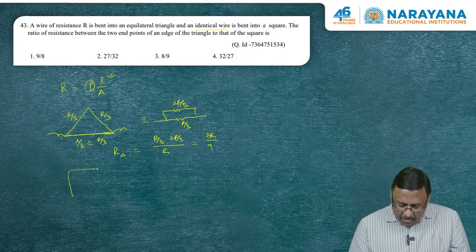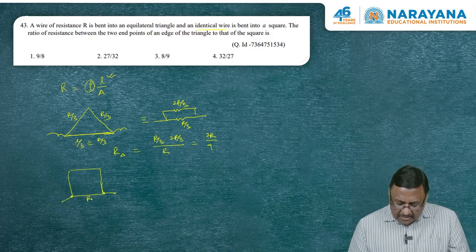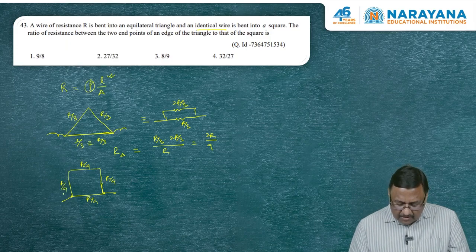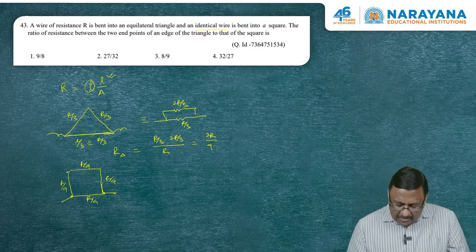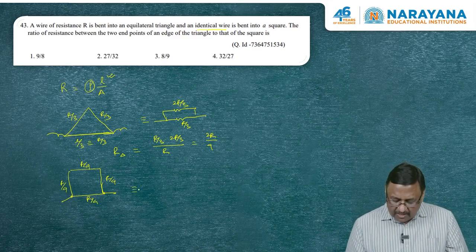Similarly, if I bend it into a square, it has all four lengths equal. That means this length becomes R by 4, this becomes R by 4, this becomes R by 4, and this becomes R by 4. If I write all these as R by 4, then these three are again in series. If these three are in series, what else can we say about it? That means this is going to be 3R by 4 as one resistance, and the other resistance is R by 4.